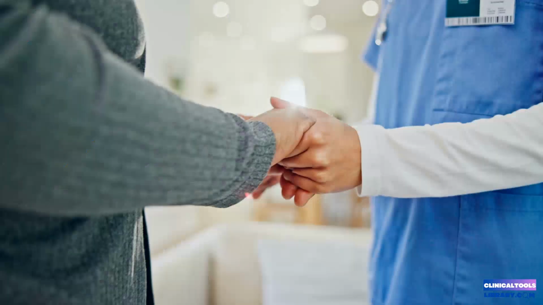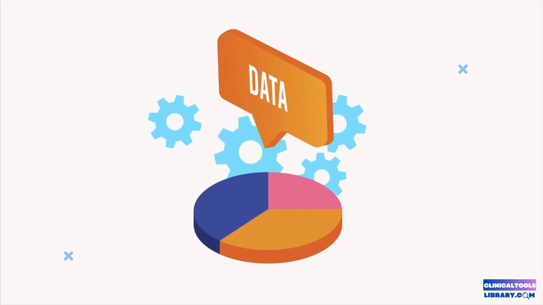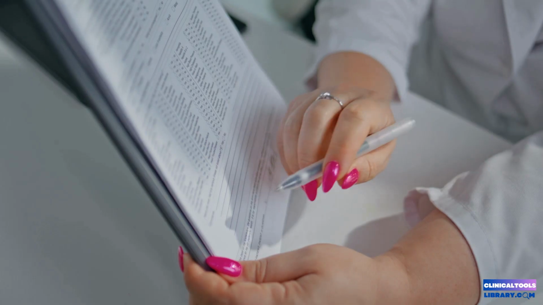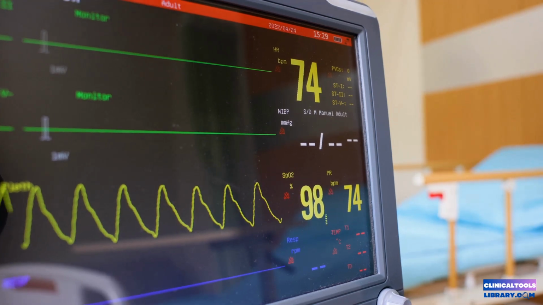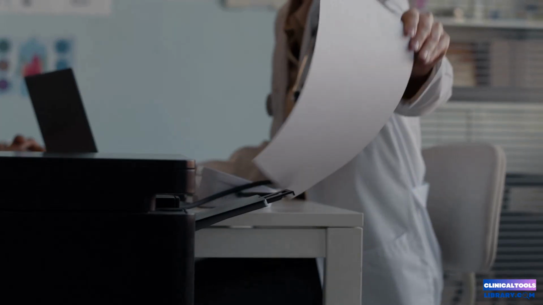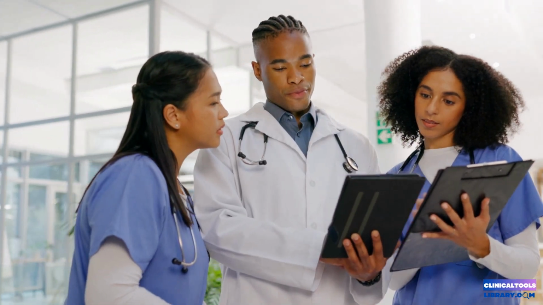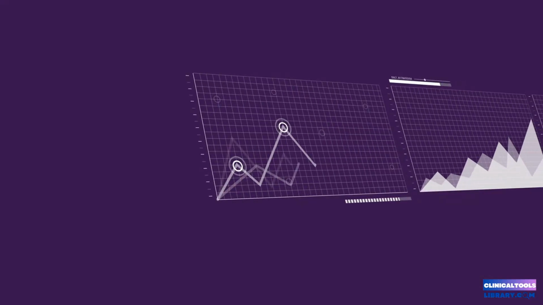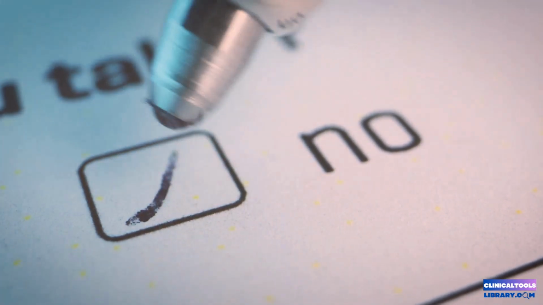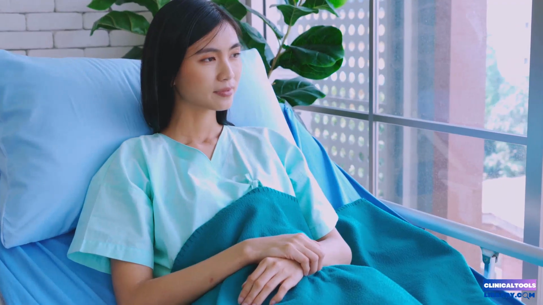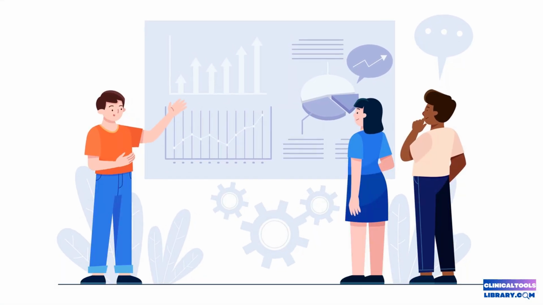The Richmond Agitation-Sedation scale demonstrates a sensitivity ranging from approximately 80 to 90% in detecting agitation and sedation levels in critically ill patients. Specificity values reported in clinical studies typically range from 75 to 85%, depending on the patient population and reference standards used. Sensitivity refers to the ability of the scale to correctly identify patients who are truly agitated or sedated, minimizing false negatives.